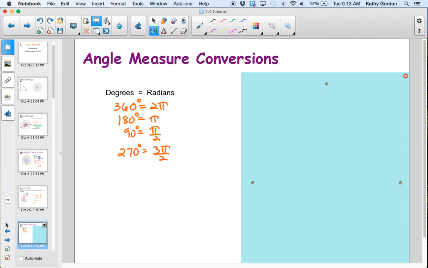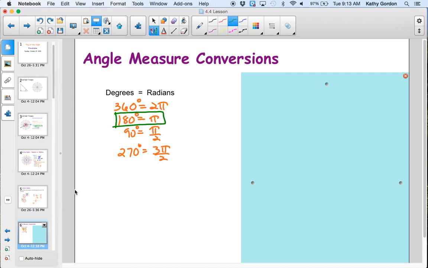360 and 180. That one's pretty simple, right? 180 degrees is pi radians. So that's what we use when we're trying to do conversions.